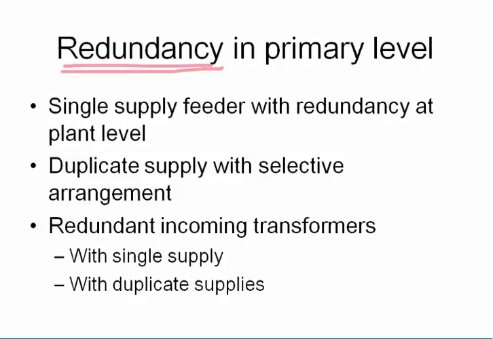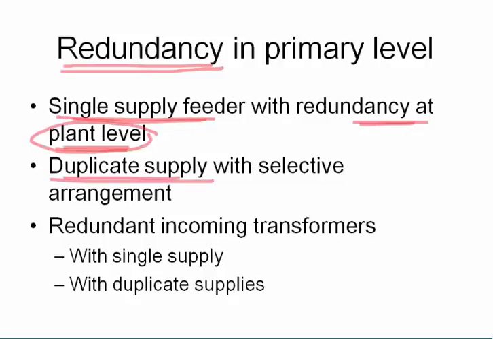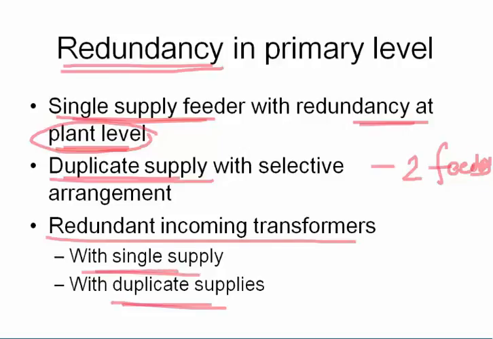Redundancy can be achieved at a primary level, a single supply feeder with redundancy at plant level. You can have redundancy at the plant level. A duplicate supply, two feeders. Use two feeders. Or you can have redundant transformers with single supply or duplicate supply.